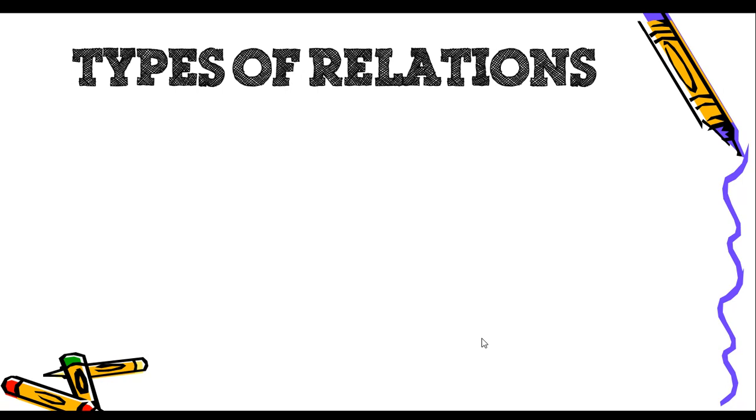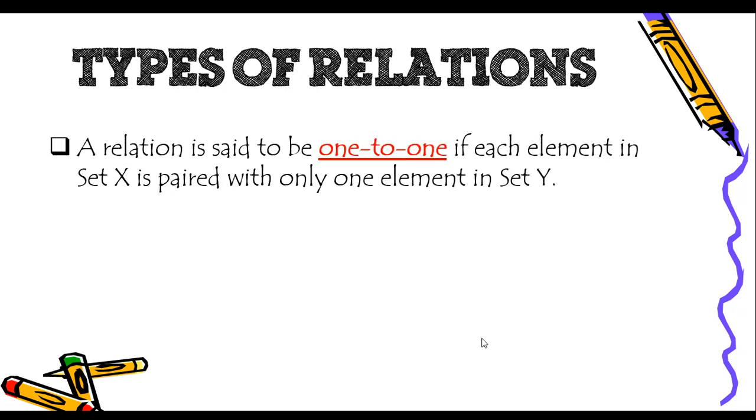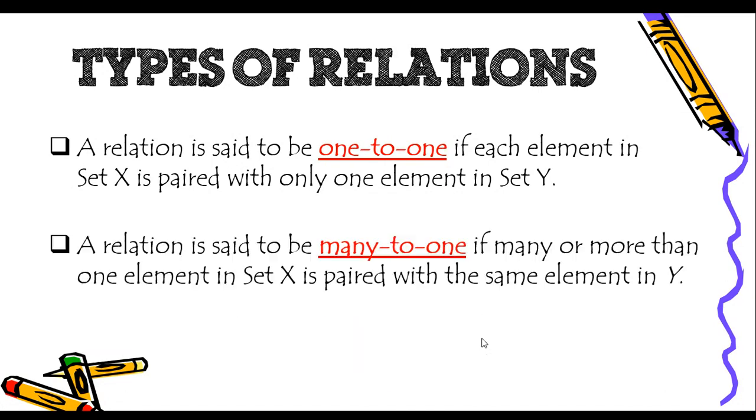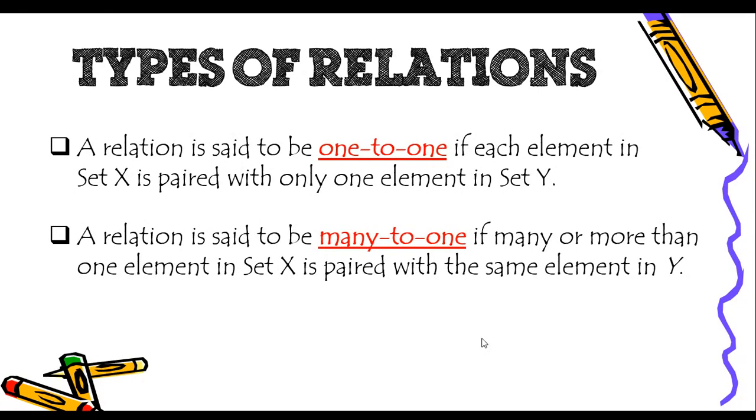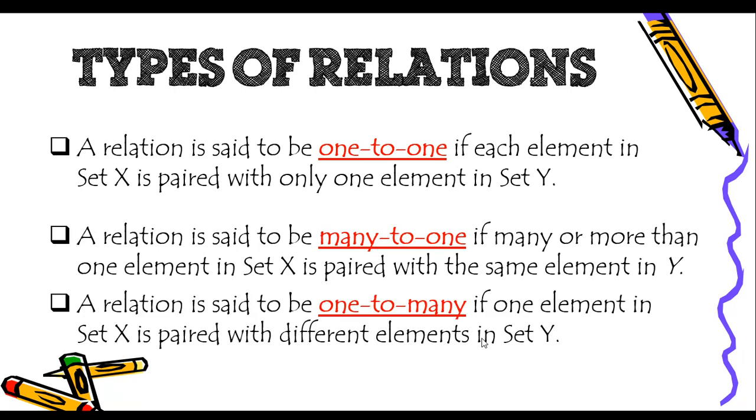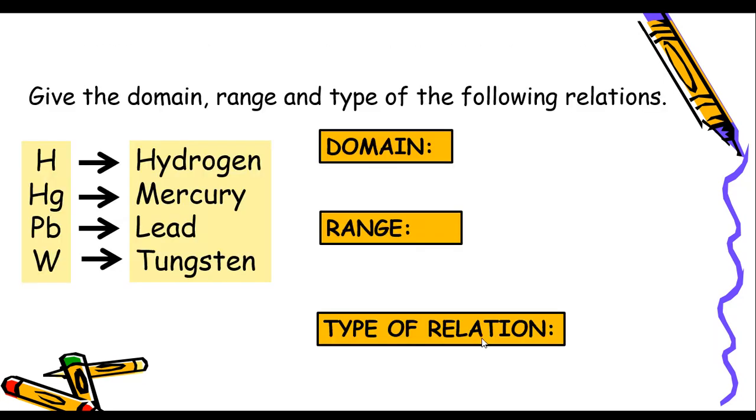So here are the different types of relations. First, a relation is said to be one-to-one if one element in set X is paired with one element in set Y. Second, a relation is said to be many-to-one if many, or more than one, element in set X is paired with the same element in Y. Lastly, a relation is said to be one-to-many if one element in set X is paired with different elements in set Y. So for us to really understand domain, range, and types of relations, let's try to answer this example.